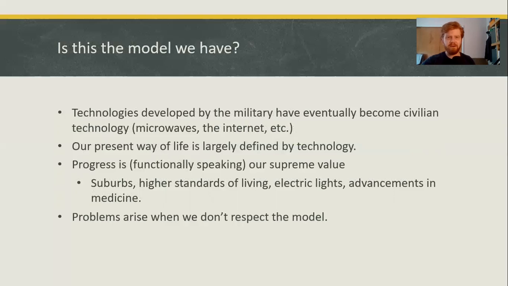And look, progress, our present way of life, is largely defined by technology, right? Like, I'm wearing clothes made by a machine. I'm speaking to you on a technological machine made of many parts from all over the world. For the last year it has defined my existence in ways that I might be uncomfortable with, but functionally, yeah, my life is defined by technology. And in this model, progress is, functionally speaking, our supreme value.